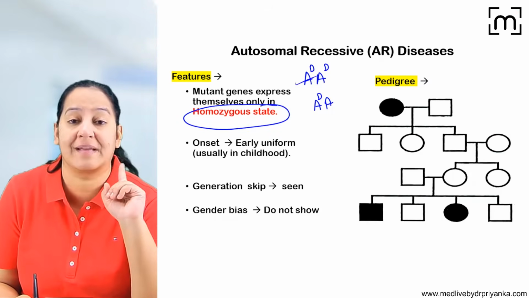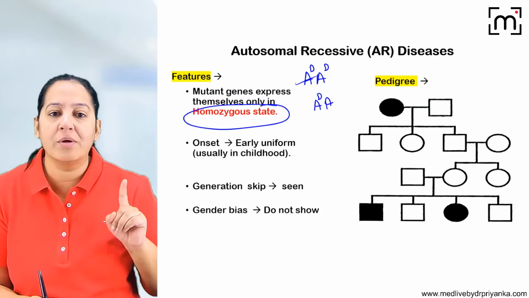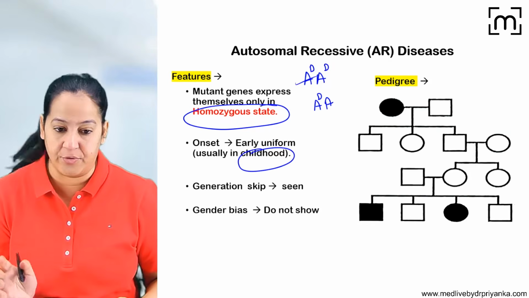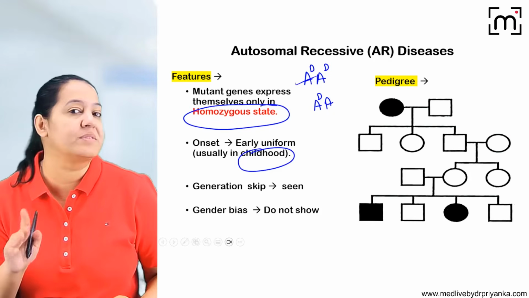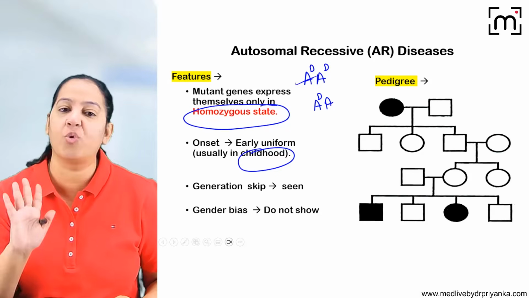They will express only in homozygous condition, in contrast to autosomal dominant. Onset is uniform. It occurs usually in childhood, in contrast to autosomal dominant, where the onset was variable. It can occur anywhere there, but here it can occur only in childhood.